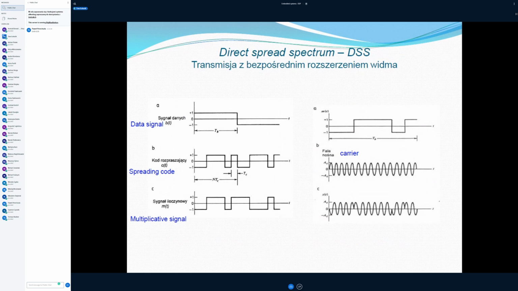If we have a longer spreading code, we would have even more carriers. So each bit will be in a different carrier, or each bit packet will be in a different carrier. There are some differences in frequency hop spread spectrum. It's a little bit more complicated.